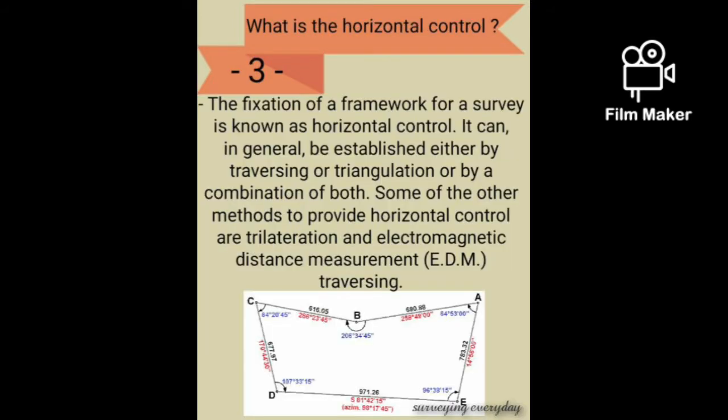3. What is the horizontal control? The fixation of a framework for a survey is known as horizontal control. It can in general be established either by traversing or triangulation or by a combination of both. Some of the other methods to provide horizontal control are trilateration and electromagnetic distance measurement (EDM) traversing.